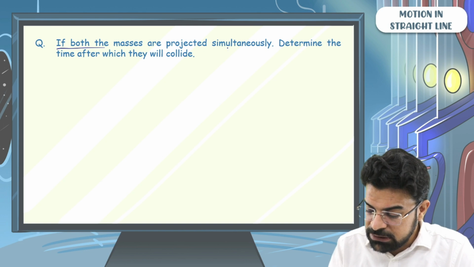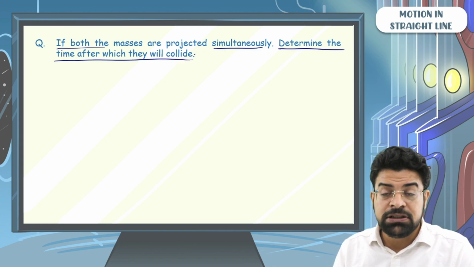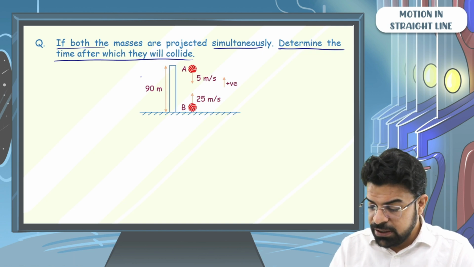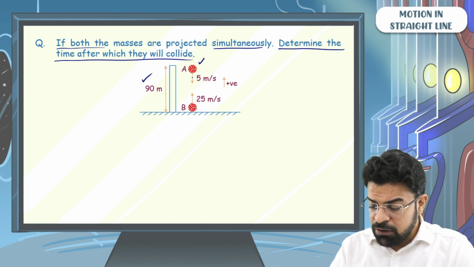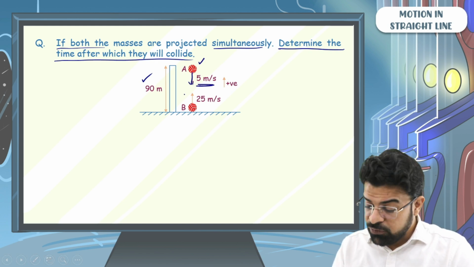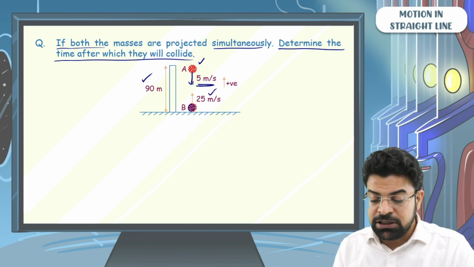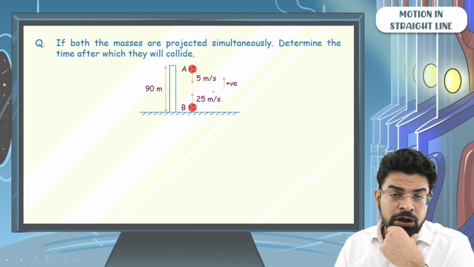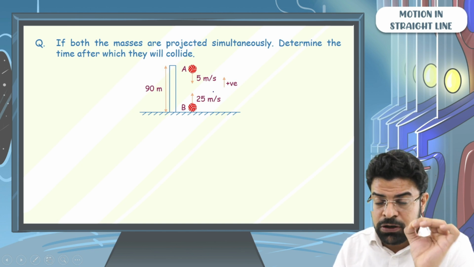If both the masses are projected simultaneously, determine the time after which they will collide. So there is a tower of height 90 meter. From the top of the tower, a ball A is projected downward with a speed of 5 meter per second. And from the base of the tower, another ball B is projected up with a speed of 25 meter per second. You have to answer after how long these two particles will collide.